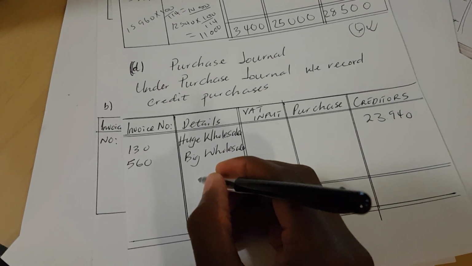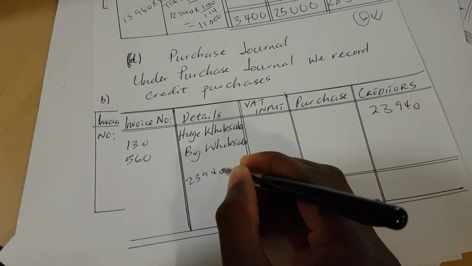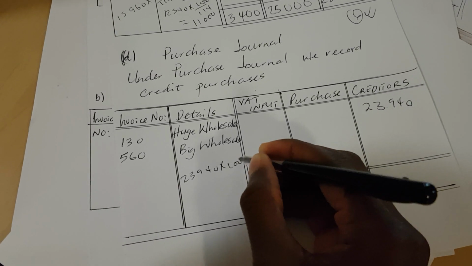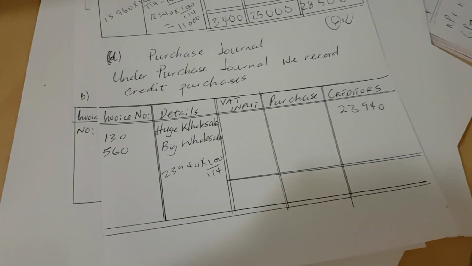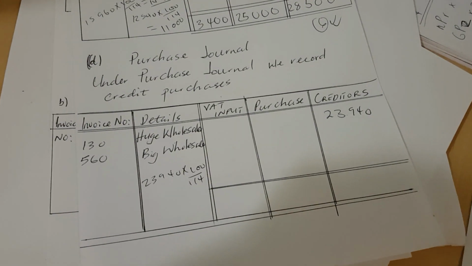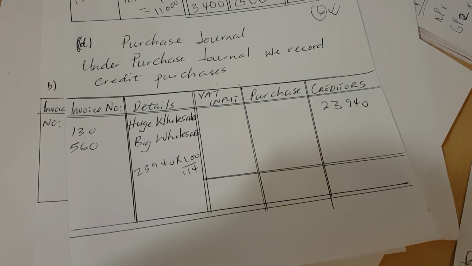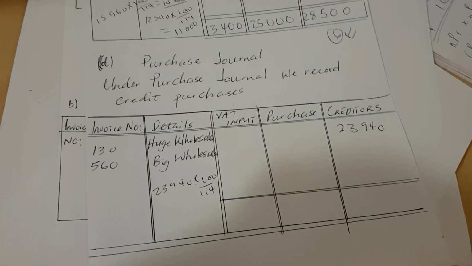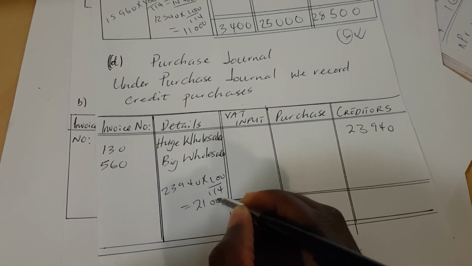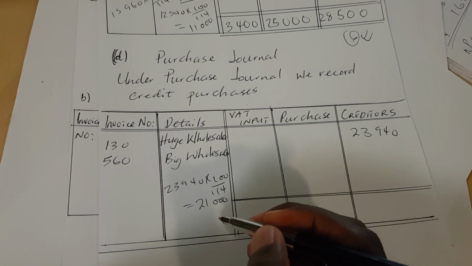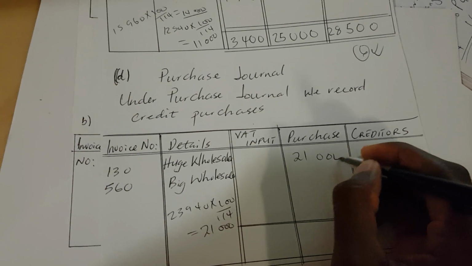You do the same thing. You're going to say 23,940 times 100 divided by 114, and then you remove the VAT inside 23,940. So if you remove your VAT, how much are you going to get? 23,940 without VAT, you will get 21,000. So this is the amount you're going to get from your purchases excluding VAT. So our purchases will amount to 21,000.